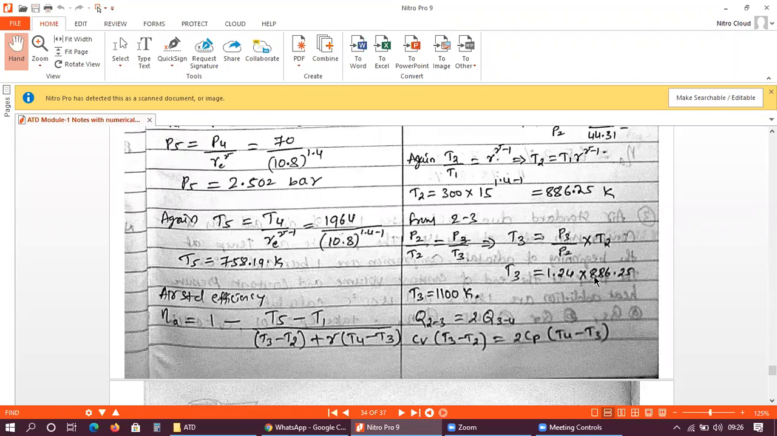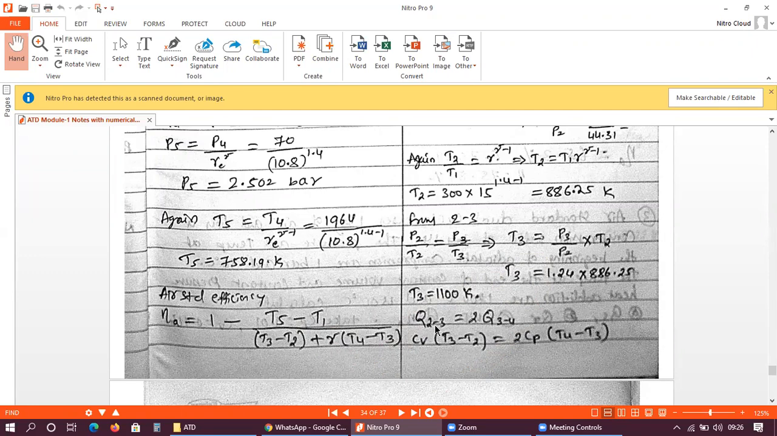Now we'll move to the process 2 to 3, right? One condition is given here. The heat transfer during the process 2 to 3 is twice the heat transfer during the process 3 to 4. So Q2-3, the heat transfer during the process 2 to 3, is twice Q3-4. This is clearly mentioned in the problem statement.